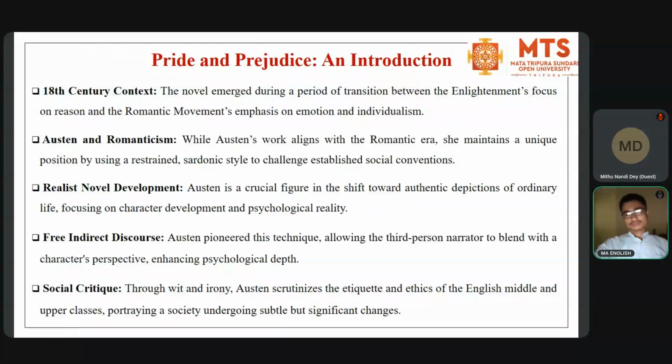Just the tidbits about Pride and Prejudice, right? As we all know, it was an 18th century novel. It was written in the period when the literary sphere was moving from the Romantic movement to the Victorian. Since you are an English honors student, I think you remember the basic difference between the Victorian period and the Romantic period.